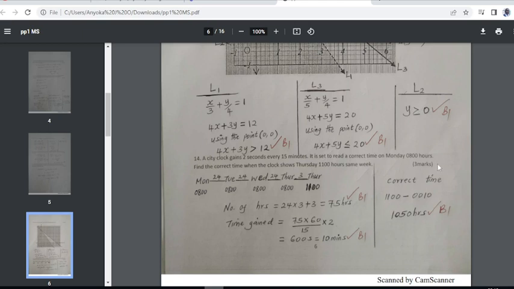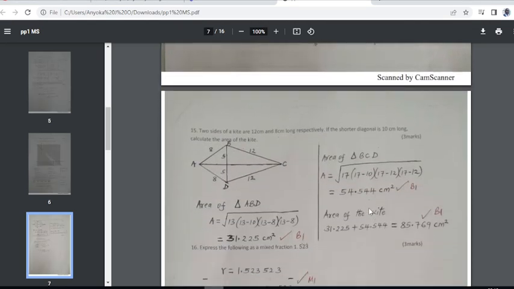So the correct time would be 11 hours minus 10 minutes, which gives us 1050 hours. It's quite a question that is testing on your logic, on the way of seeing things. Are we together? Yes. Good.